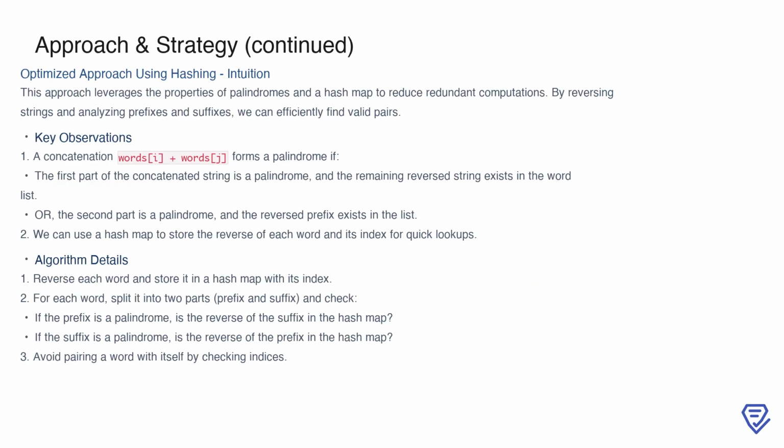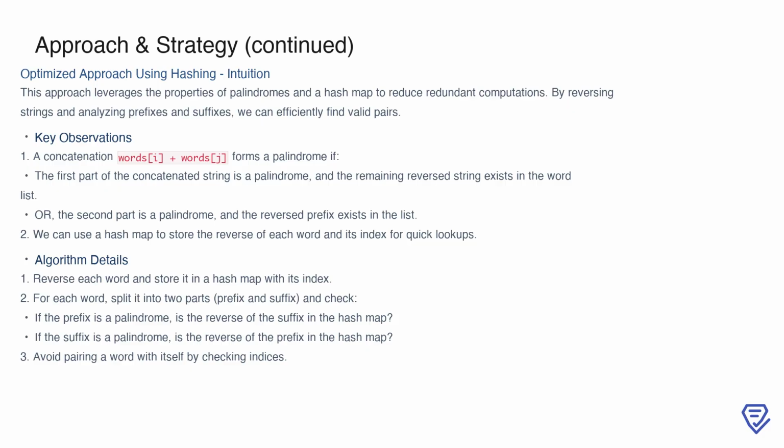To address the inefficiencies of the brute force method, we can use an optimized approach that leverages hashing. This method reduces redundant computations by focusing on the unique properties of palindromes. Specifically, we consider that a concatenation of two words, words[i] plus words[j], forms a palindrome if certain conditions are met. First, either the prefix of the concatenated string is a palindrome, and the reversed suffix exists in our word list. Or, the suffix is a palindrome, and the reversed prefix exists in the list.